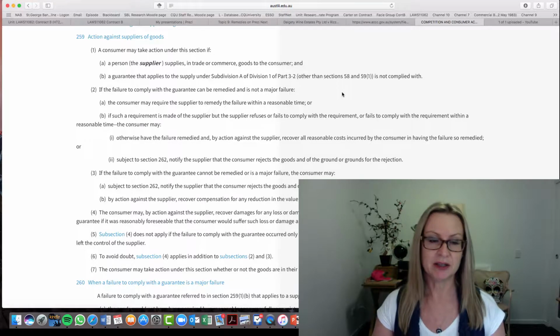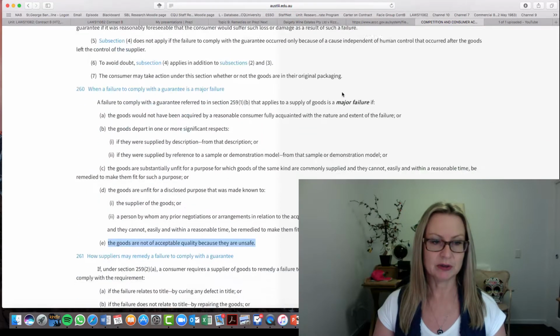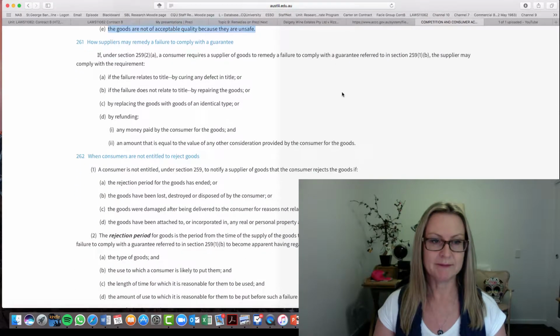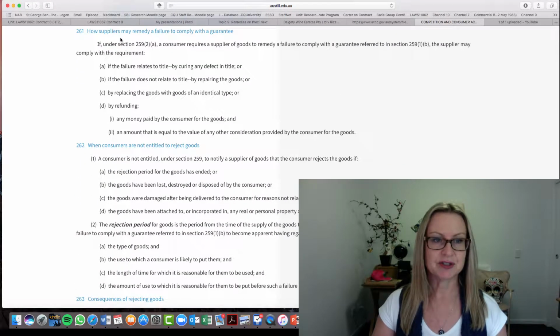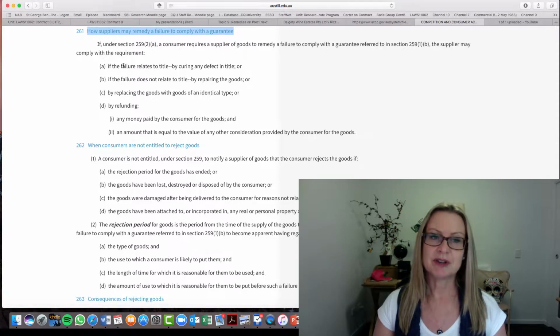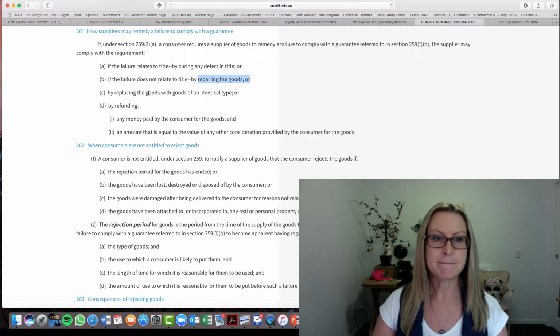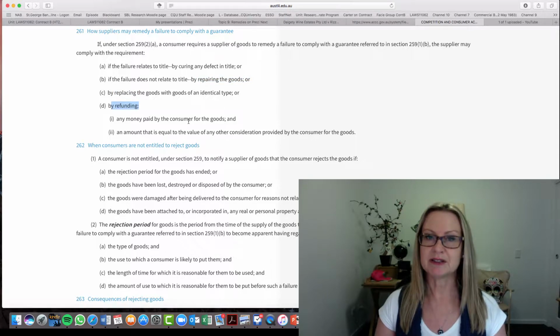Now, if you don't get to reject the goods, how are you going to ask the supplier to remedy the problem? Well, you look at section 261, and under section 261 it tells you how suppliers can remedy. So if the defect relates to title, you can get them to cure the defect in title. If it doesn't, you can get them to simply repair the goods. You can get them to replace the goods, and you can get refunds. They are the kinds of remedies that you'll be seeking under 259(2).